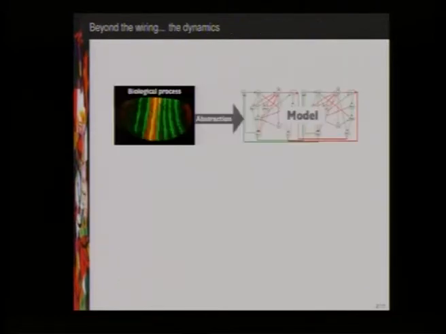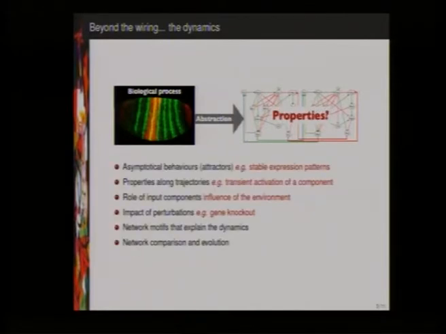So the idea is that from a biological process, here the segmentation of the Drosophila embryo, for example, we can delineate a model. First, the network of the interacting genes, for example, that are known to play a role in this biological process. And then to study from the model the dynamics and more precisely the properties of these dynamics.